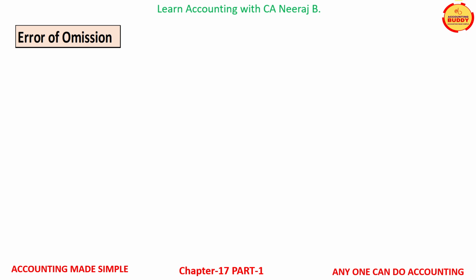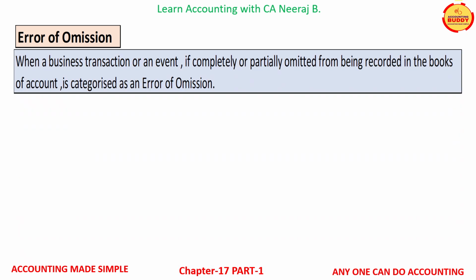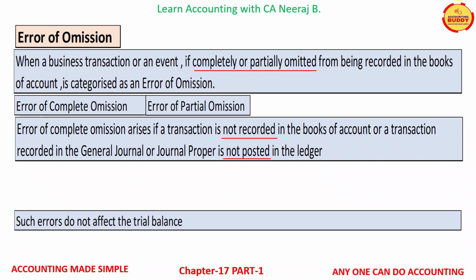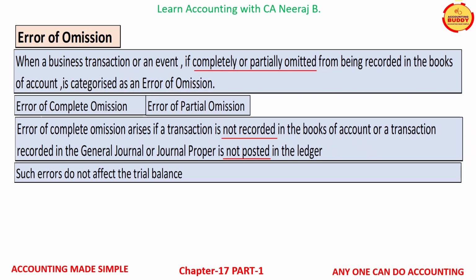Let us now learn more about error of omission. When a business transaction or an event is completely or partially omitted from being recorded in the books of account, it is categorized as error of omission. Now, error of omission could be an error of complete omission or an error of partial omission. Error of complete omission arises if a transaction is not recorded in the books of accounts, or a transaction recorded in the journal or the journal proper is not posted in the ledger. Such errors do not affect the trial balance.